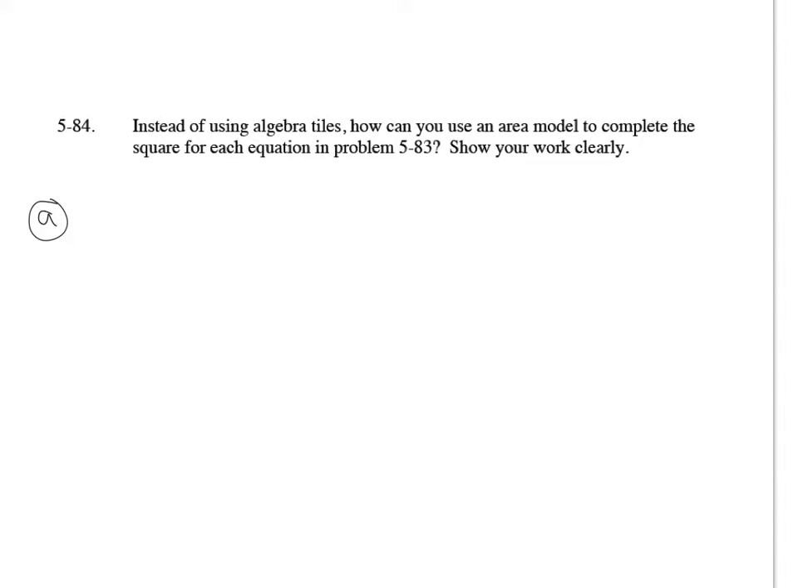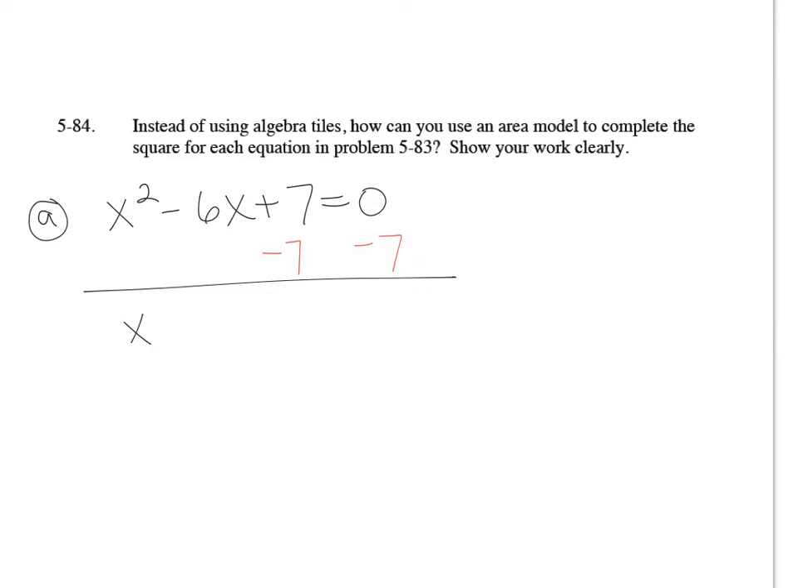So for part A, x squared minus 6x plus 7 equals 0. You're going to take away 7 from both sides, and we're going to end up with x squared minus 6x equals negative 7. All right, so instead of drawing the algebra tiles, why don't we just draw a generic rectangle or a generic area model?